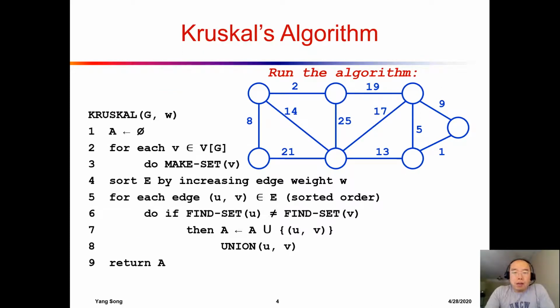So let's take a look at this example. At the very beginning, we start from this graph, and I want to make each vertex a set, right? So we are going to have a bunch of different sets, and how do I show you they are different sets? I decided that I want to use different colors.